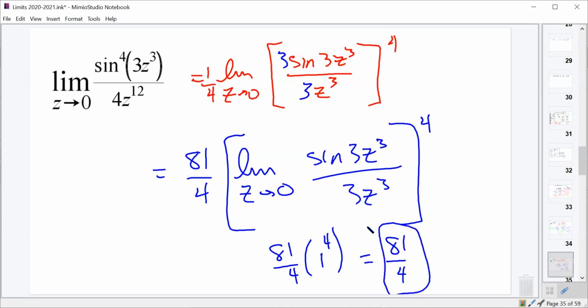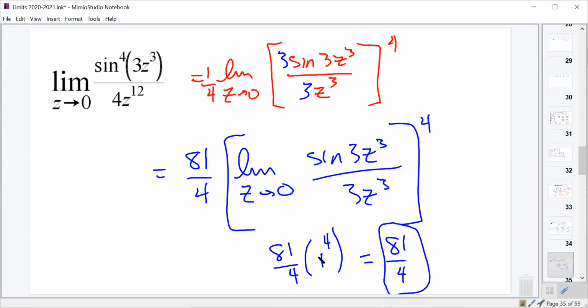Any questions? If you get a situation like this where you have the constant and then the limit, which is equal to 1 to the power, you can pretty much just ignore everything but the constant, because your answer is just going to end up being the constant in front times 1 to the whatever power. Yep, as long as it's sine of u over u with u approaching 0. As long as the argument of the sine and the denominator are the same, it's just going to be 1.